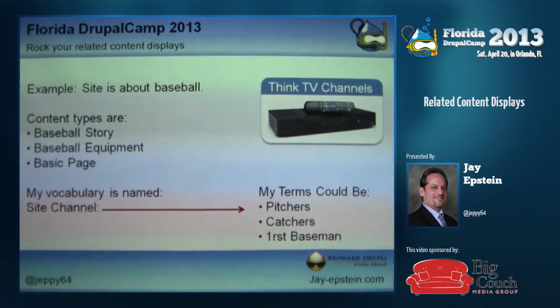If we use that same analogy of the cable box, and I create a vocabulary called the channel, okay? Then my terms could be pitchers, catchers, first baseman, second baseman, third baseman, left fielder, right fielder, whatever. Now it becomes very simple. If I'm going to enter in the story about a baseball catcher, what channel is it going to go to? The catcher's channel. The same way Hector said, we can go to the history channel and see history. Same thing.